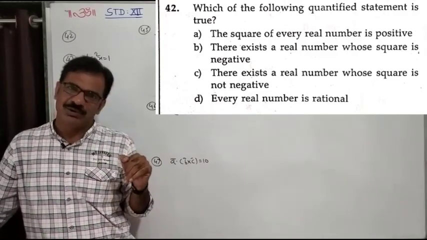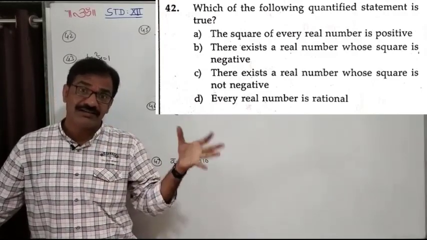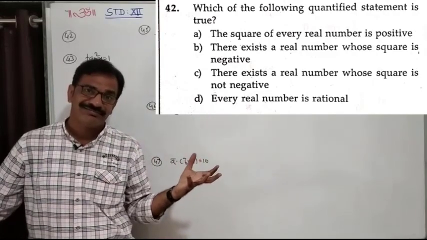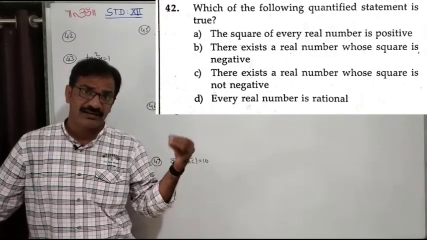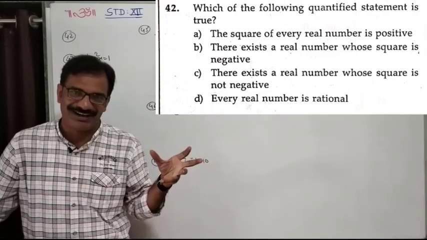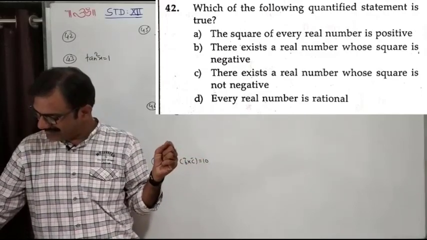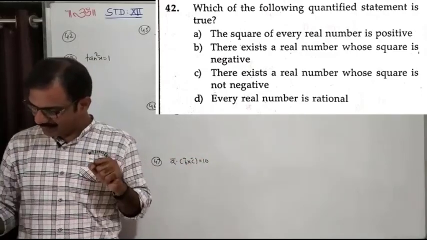Every real number is rational, not always true. Irrational numbers are also real numbers. Real number is a khichdi of rational and irrational. Rational are rice and irrational are dal. Their khichdi is a real number. Yeah. So your option is C for question number 42.